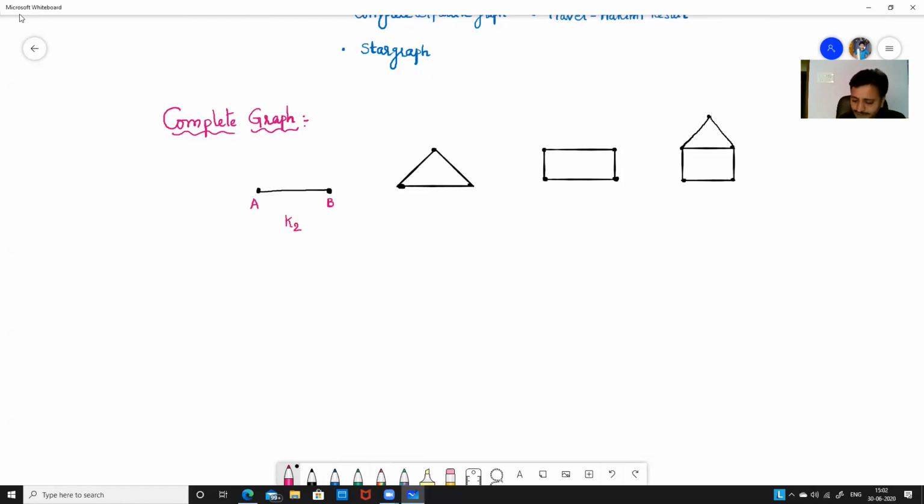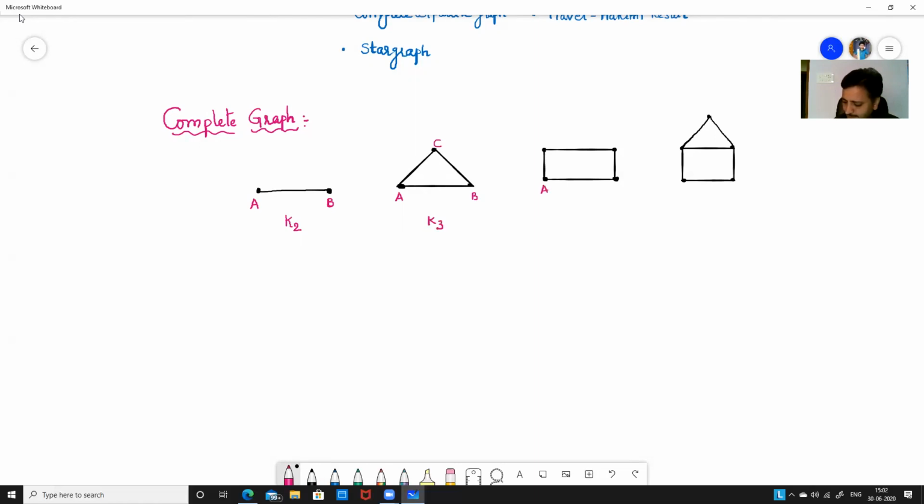Okay. Now look at the second example. There are three vertices, name them A, B, C. Between every pair of vertices, there is an edge. Therefore, it is called a complete graph with three vertices. We denote it as K3.